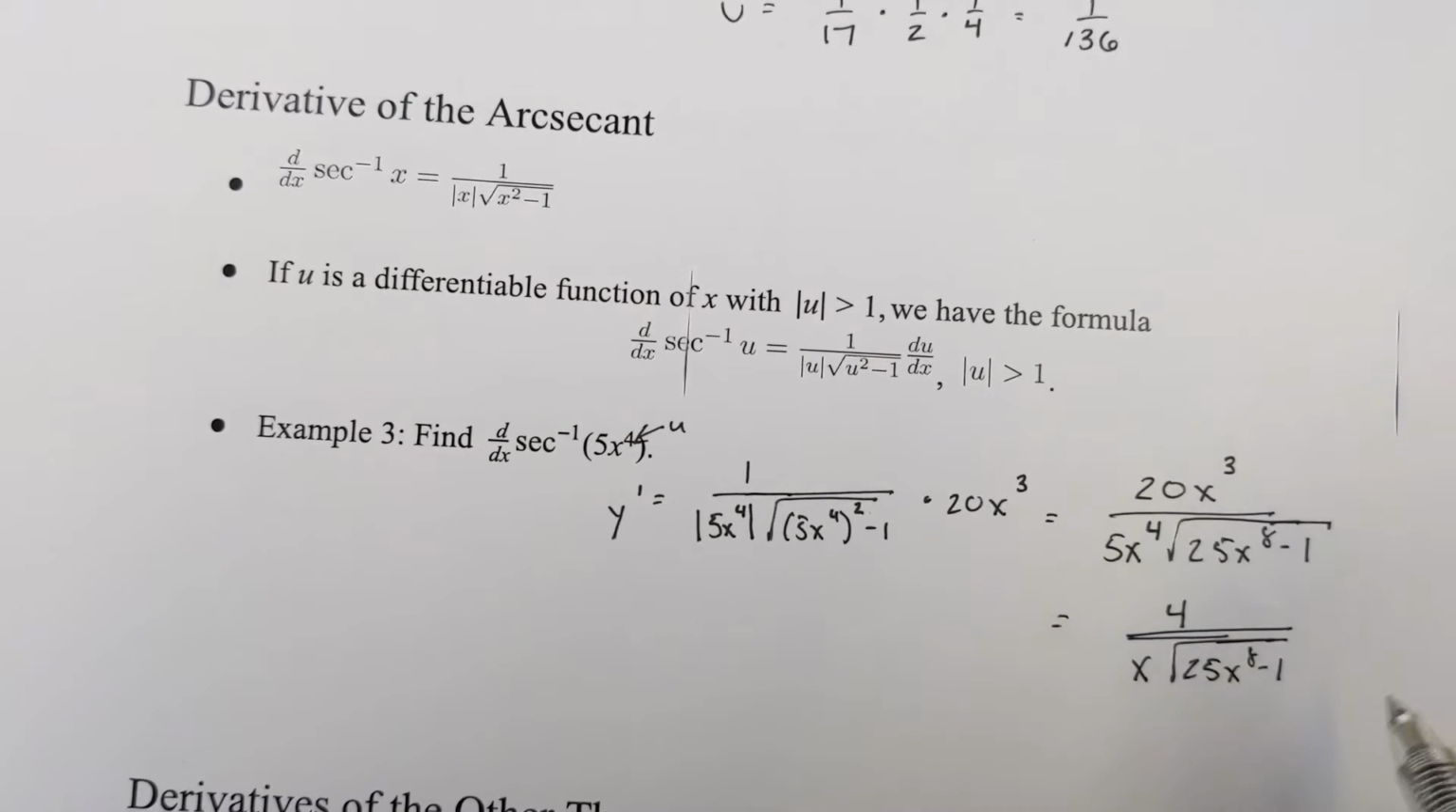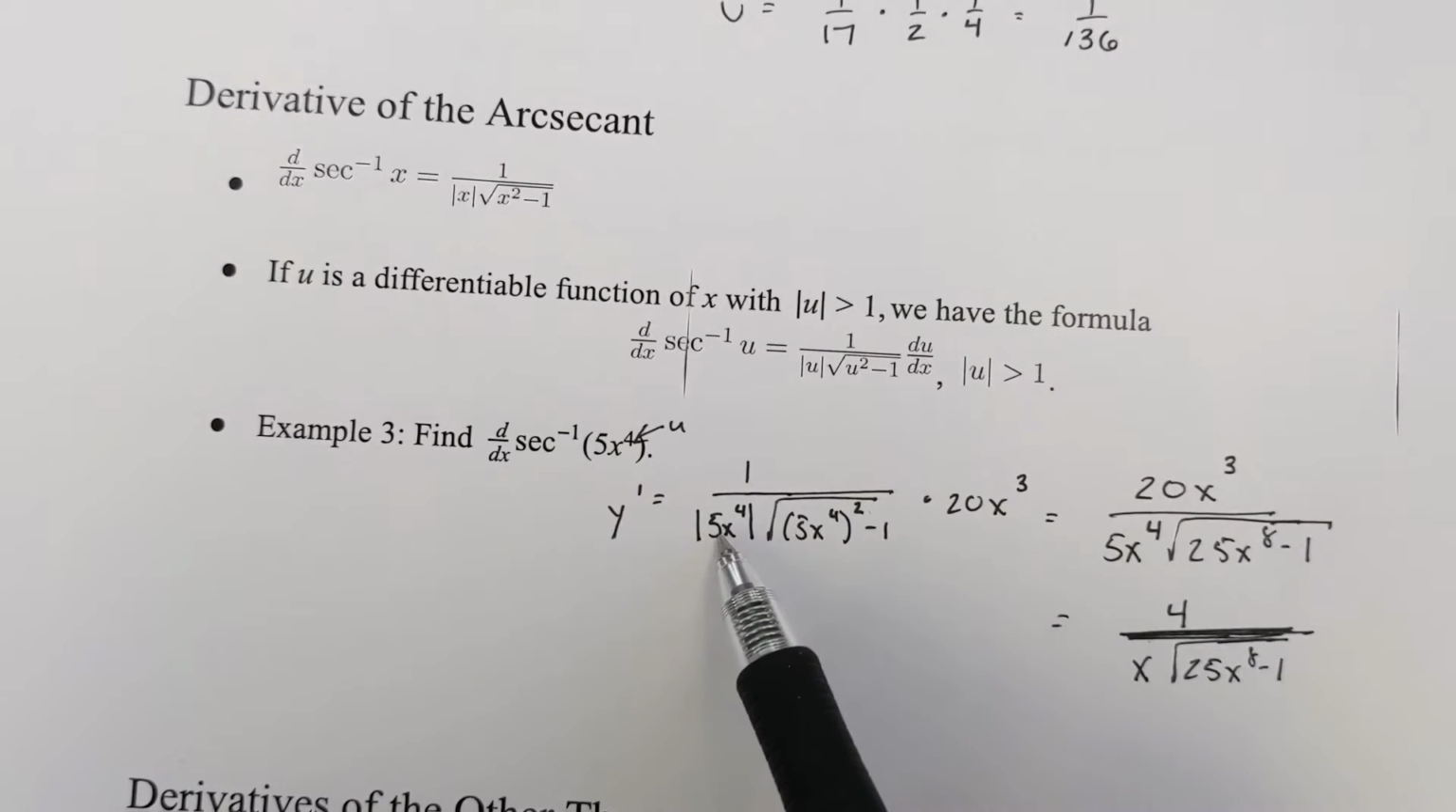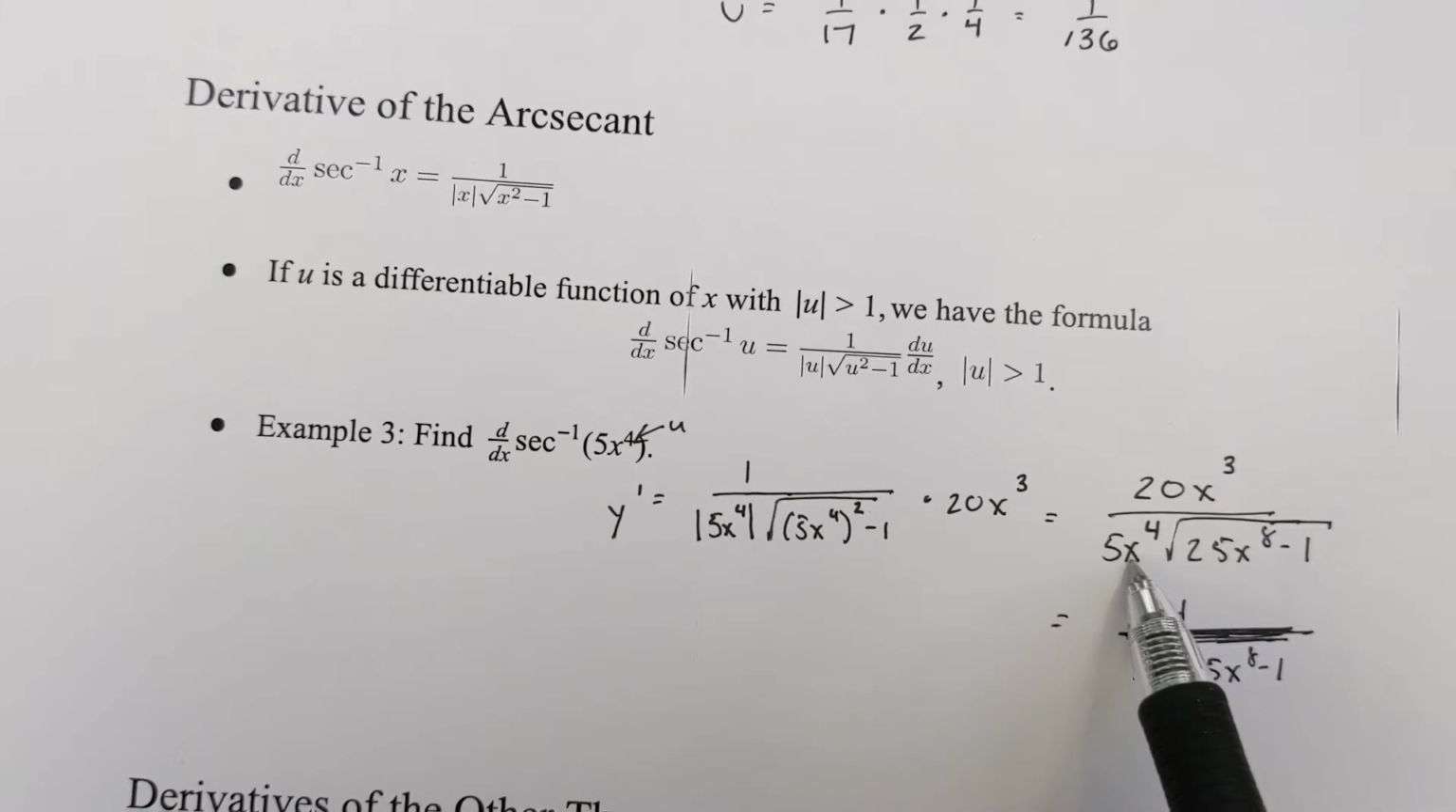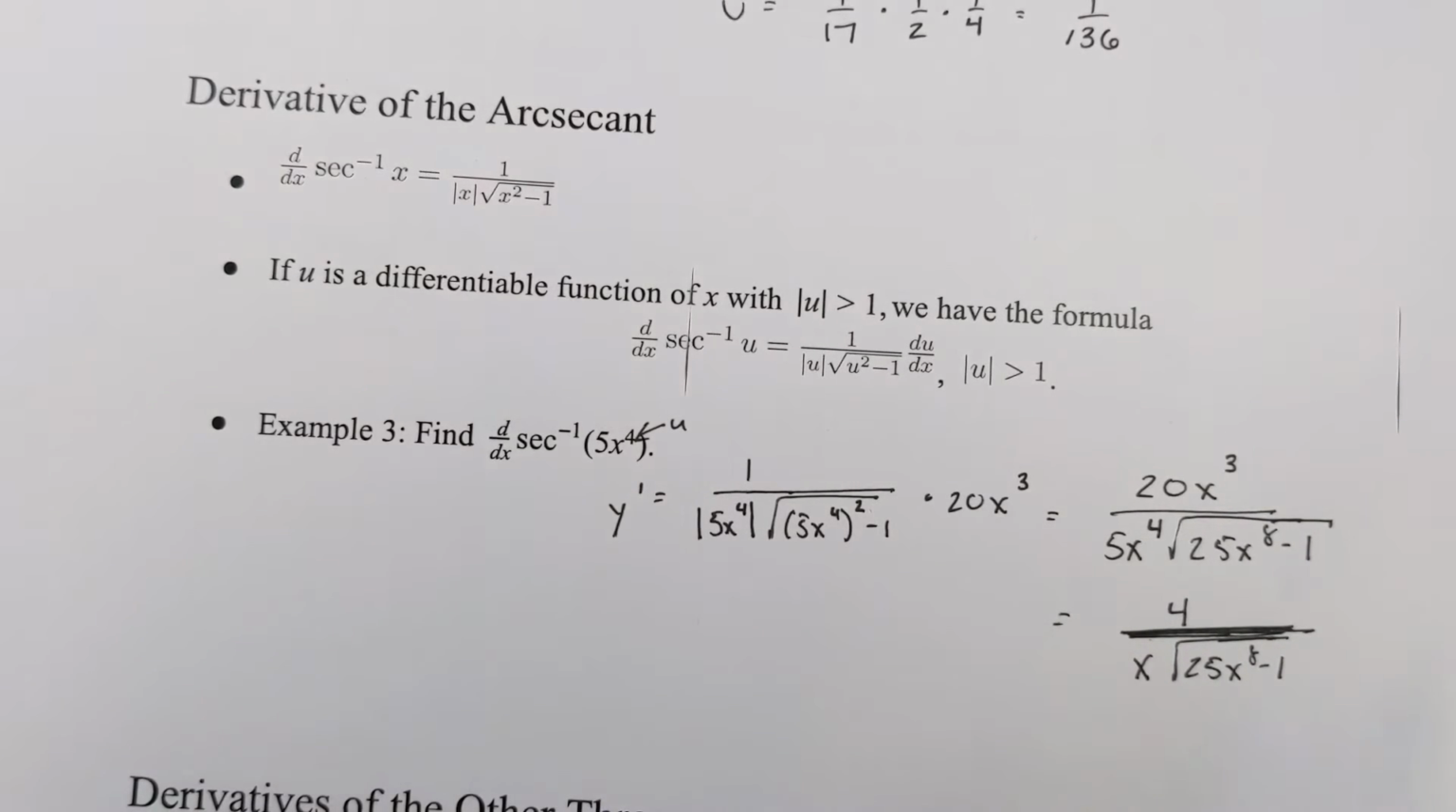Now be careful, oops, fraction bar. Even though 25x to the 8th and negative 1 are all perfect squares, you cannot take the square root because that's not how the square root function works. So don't do it. The reason the absolute value bars can drop here is that 5x to the 4th will always be positive. So I can disappear them because x to the 4th is always a positive number. Positive times 5 will always be positive anyway.